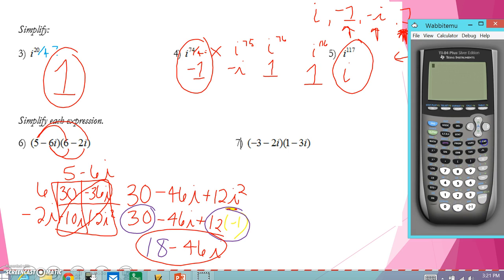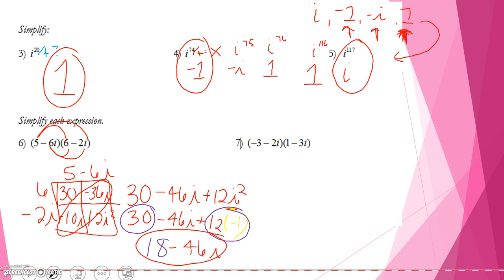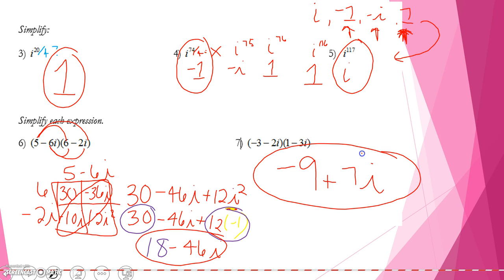So let's do it for the last one. Negative 3 minus 2i, and then 1 minus 3i. And I get negative 9 plus 7i. That's my final answer.